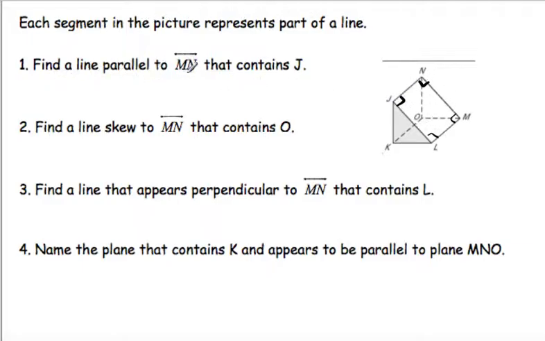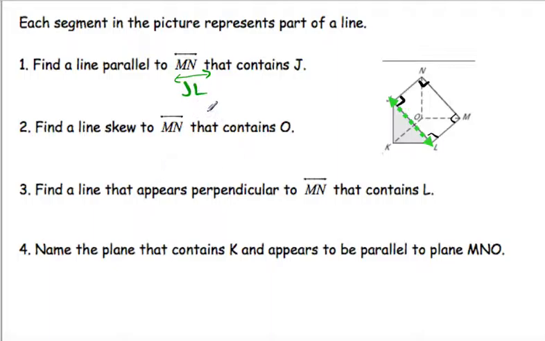So find a line parallel to MN that contains J. So here's J, and we want to be parallel to MN. If we're going to be parallel to MN and contain J, then we need to be the line JL. So name it, remember, 2 capitals with the line bar over the top. Gotta name it correctly or we wouldn't get credit.